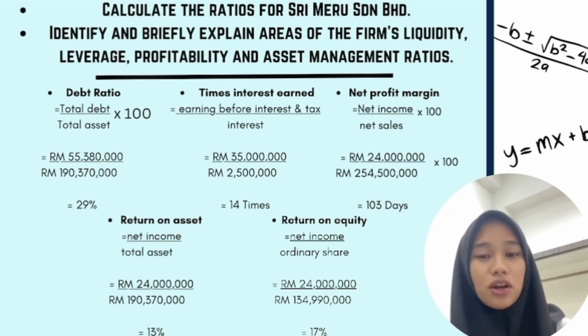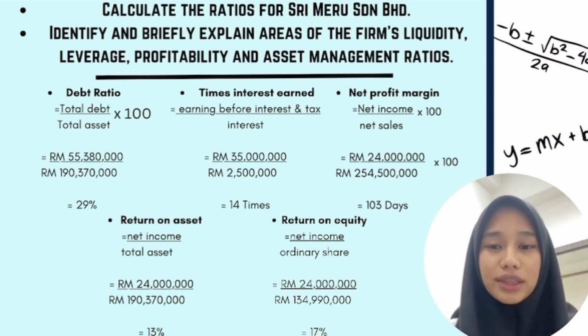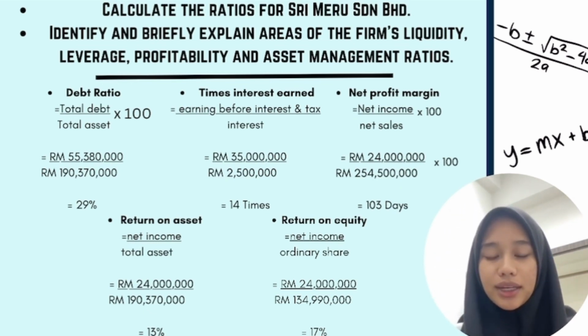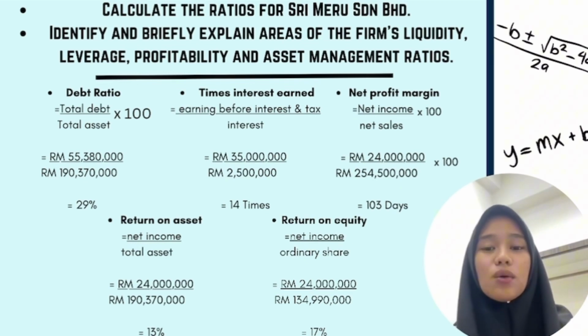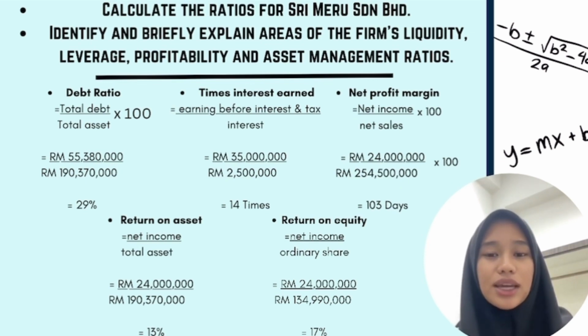Next is return on asset. The formula for return on asset is net income divided by total asset and also times 100. Return on asset for Sri Meru Sdn Bhd company is not better than return on asset of the industry. It is because return on asset for the company is lower, which is 13%, while return on asset for industry is higher, which is 15%.